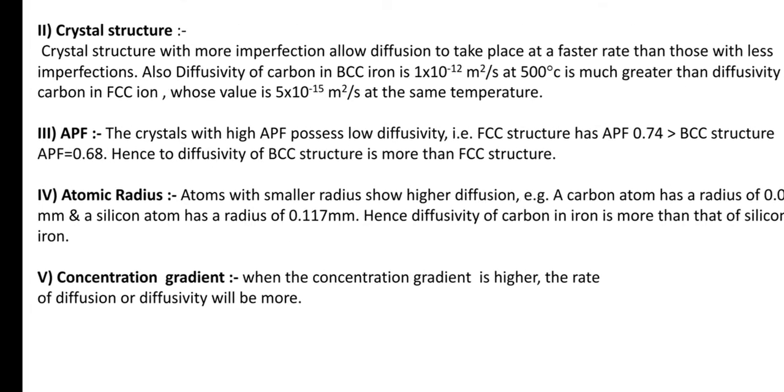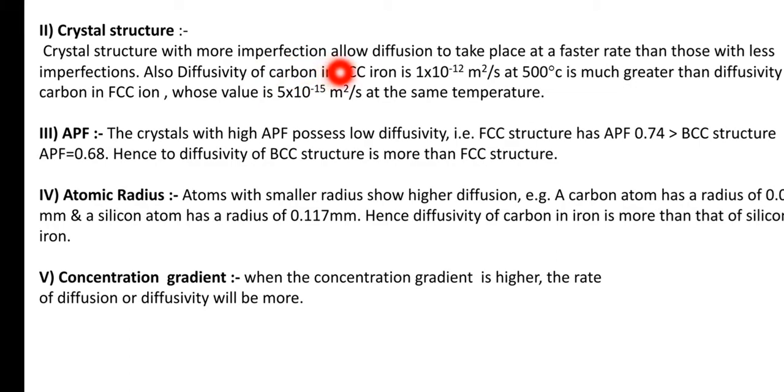Crystal structure: crystal structures with more imperfection allow diffusion to take place at a faster rate. As the crystal is more imperfect, the diffusion rate will be more. APF, that means atomic packing factor: crystals with high APF possess low diffusivity and vice versa. Atomic radius: the smaller the atomic radius, the higher the diffusion. Concentration gradient: when the concentration gradient is higher, the rate of diffusion or diffusivity will also be more.